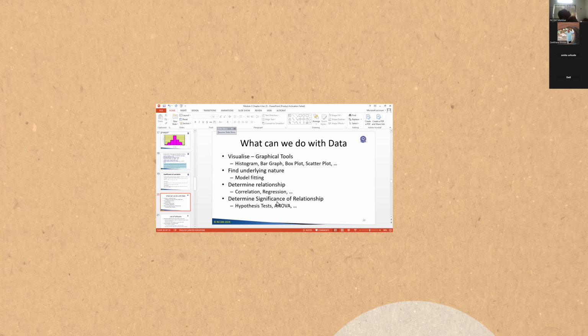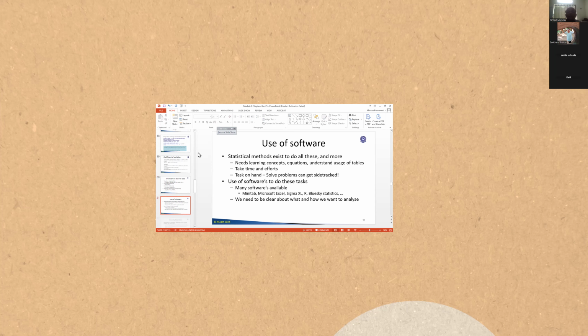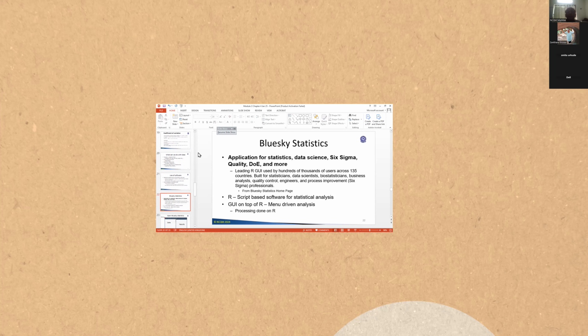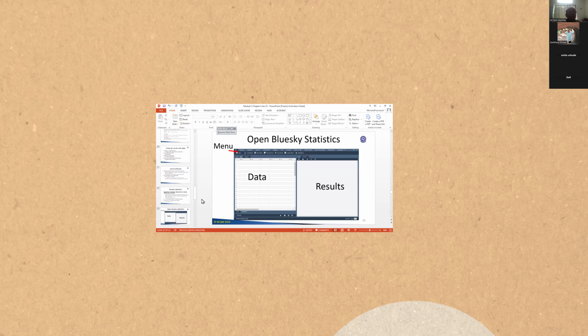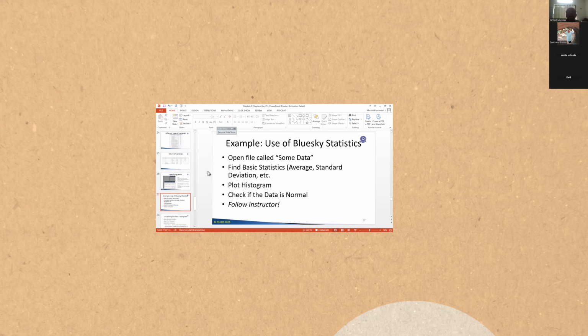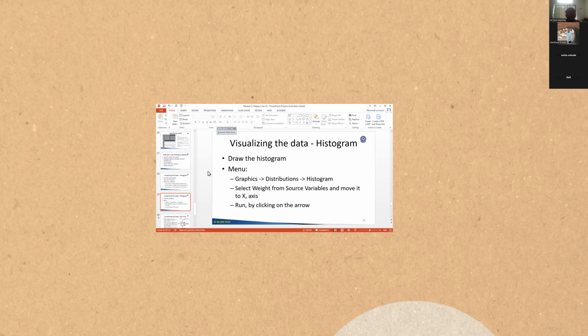Now, what is the time? It is 3:23. At 3:30 we will go for the break. Let's complete some more things. This is not relevant here: the use of software, which I will cover next time when we meet, the blue sky statistic which I was talking about. There are a lot of things which we will cover.